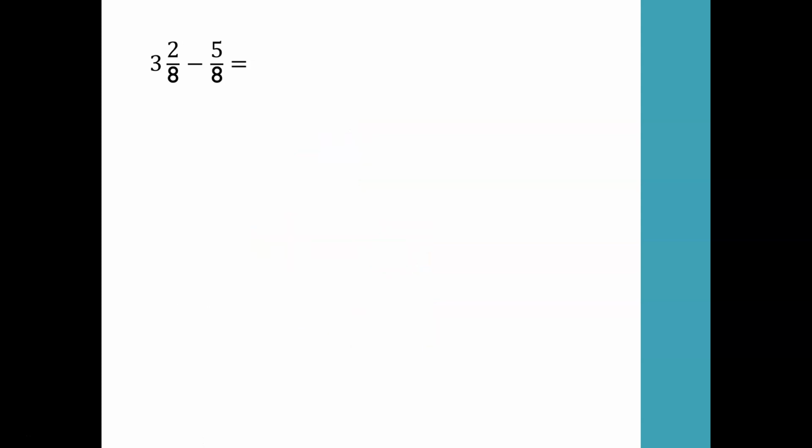Here's one for you to try. Instead of using bar models, this time have a go at partitioning the total fraction 3 2/8 to make an improper fraction and then calculate. Remember, do not leave your answer as an improper fraction. Change it back into a whole number or mixed number. Pause the video and have a go. Let's see how you got on.